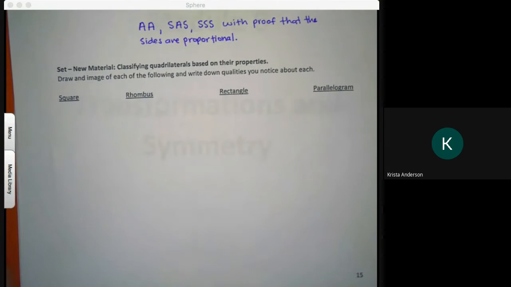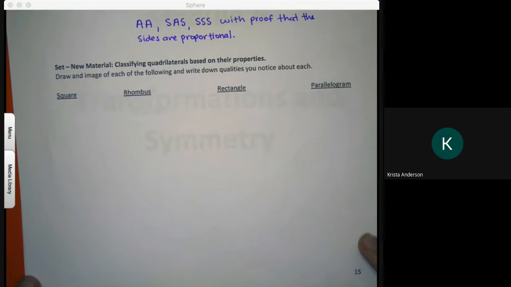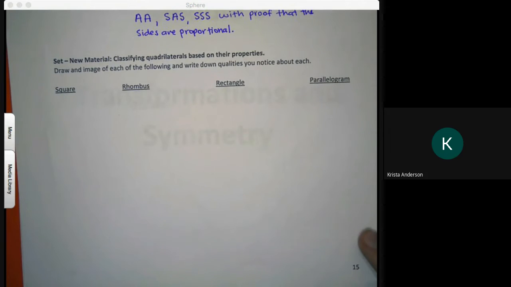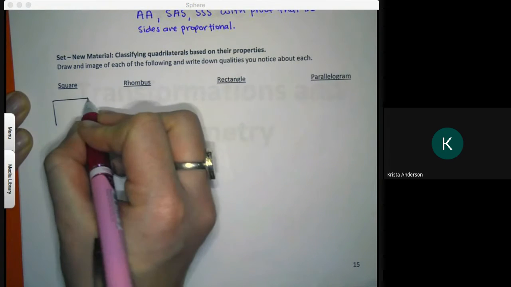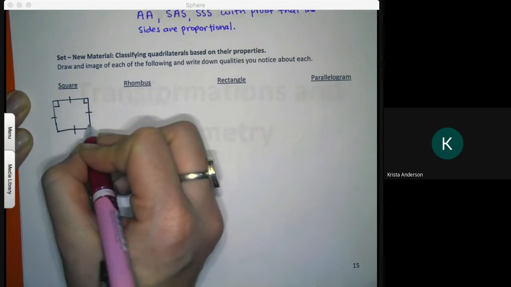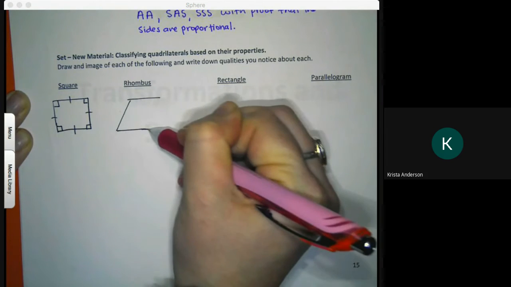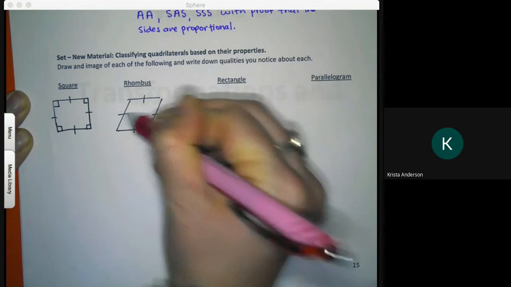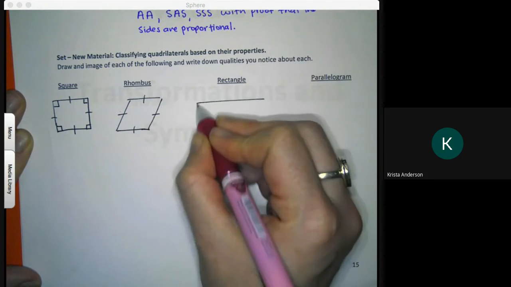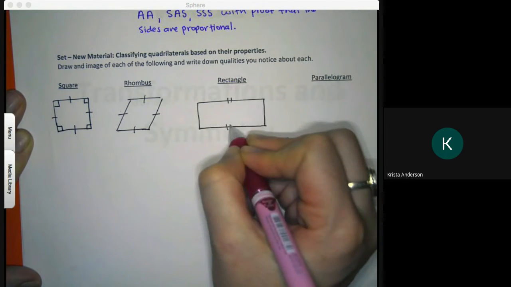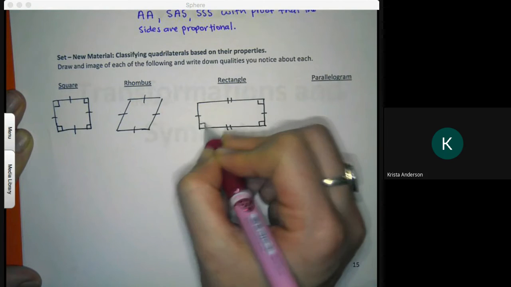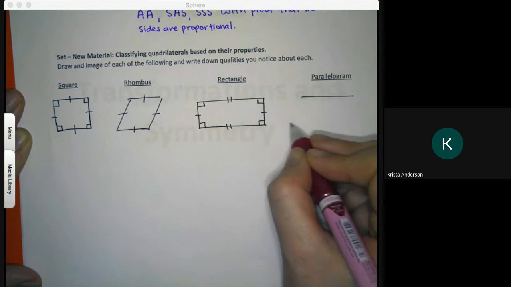In our next section, we are going over classifying quadrilaterals again, based on properties. I'm going to draw a picture of each, and then we will talk about what they have in common. A square, all sides are equal with 90 degrees. A rhombus is like a square, but it has been shifted, so it no longer has the 90 degrees. Rectangle has 90 degrees. Parallelogram is a rectangle, and it has been shifted.